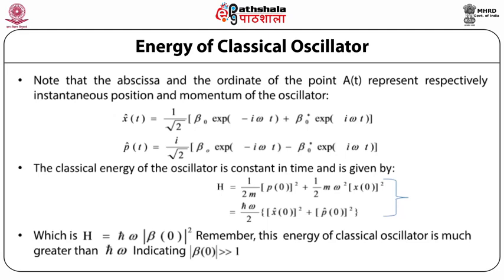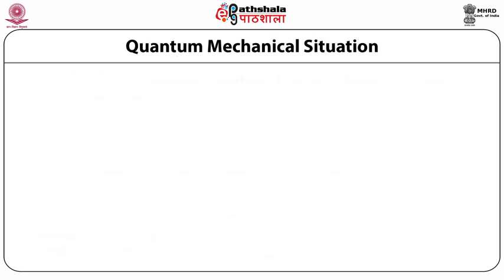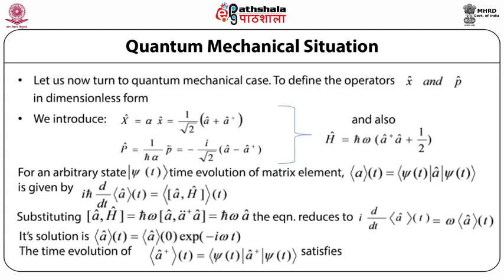Here it is important to note that the energy of the classical oscillator is much greater than H cross omega, and hence what this means is that the modulus of beta at t equal to 0 is much greater than 1. Quantum mechanical situation. Now let us find out a quantum mechanical state for which the mean values of the operators for position, momentum and the Hamiltonian practically correspond to the values x, that is position, p, that is momentum, and H, that is Hamiltonian, given in the classical case.